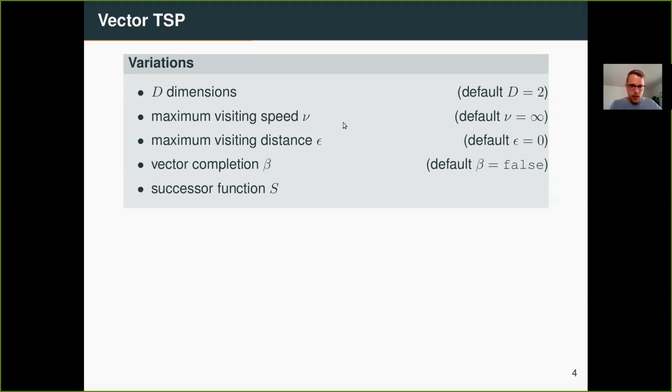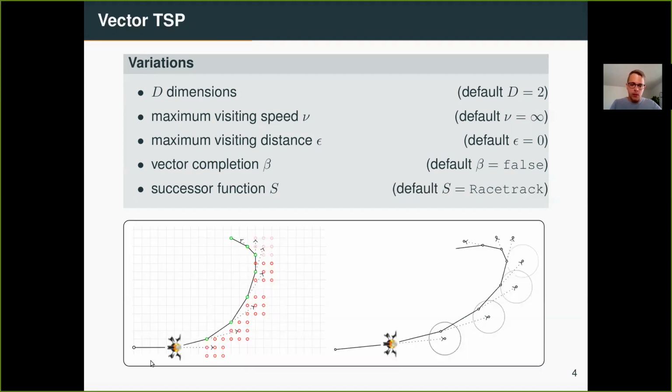And last but not least, you might consider other successor functions. For example, we considered as a default successor function the Racetrack successor function, which is to the left here, which I presented in the game. But you can also consider maybe only 5 successors instead of the usual 9 in Racetrack. Or you might want to add to these successors, so maybe 13 or 21 successors. Or on the other hand, you might want to consider a continuous space of successor function, such as shown here on the right.